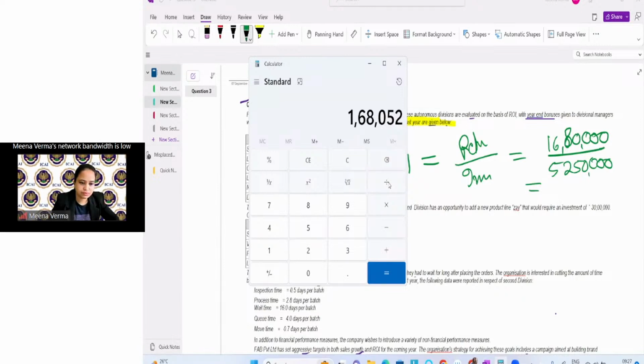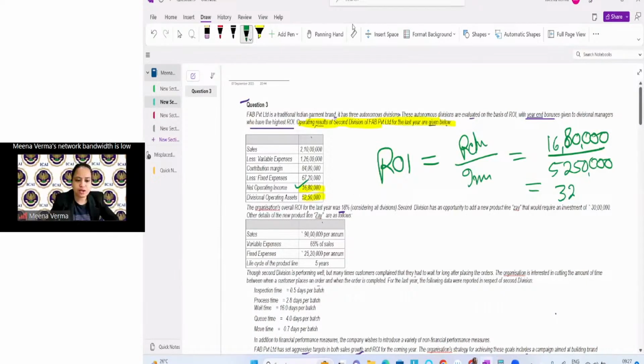So this is coming as 32%. This is the return on investment of the company, you can see. All right. Next is what they're asking you about the new product line. If the company is introducing a new product line, then what will happen? This is what they're asking.